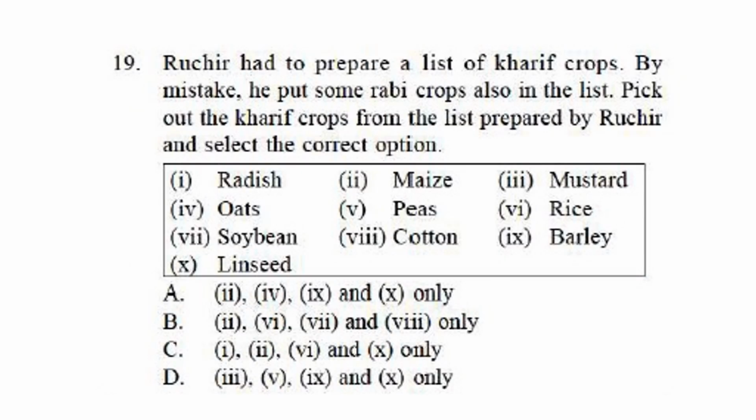Question number 19. Ruchir had to prepare a list of kharif crops. By mistake, he put rabi crops also in the list. Pick out the kharif crops from the list prepared by Ruchir and select the correct option. One is radish, maize, mustard, oats, peas, rice, soybean, cotton, barley, linseed. Here, maize, oats, barley, and linseed are rabi crops. So our answer is option A.